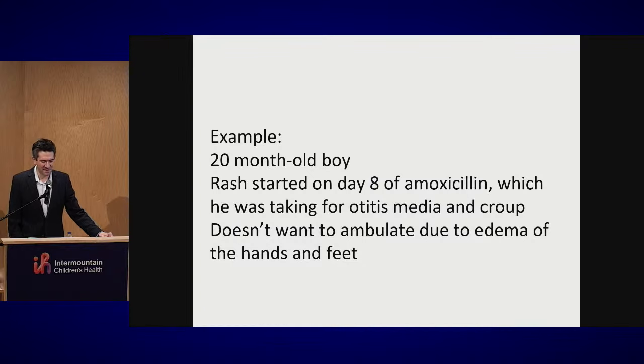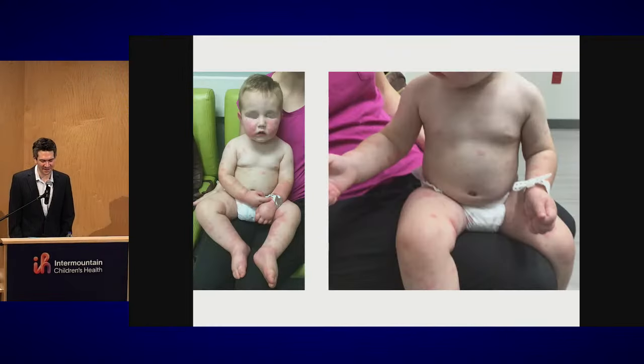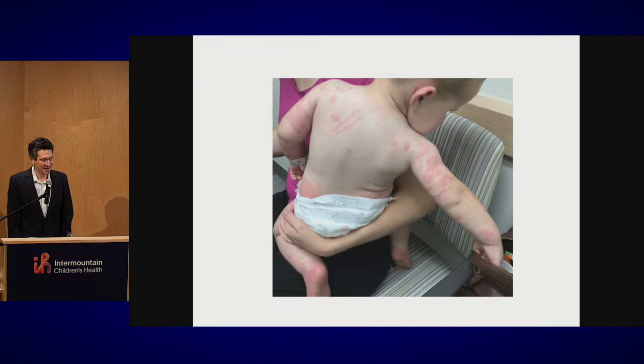And then another one of my patients, a 20-month-old boy. So this is the perfect story. He's 20 months old. He got amoxicillin, probably for an ear infection. There it is, and croup, and he doesn't want to walk. Parents are worried because his hands and his feet and his face are swollen. I really like this picture because it shows the dermatographism, but urticaria multiforme does not have to be involved in stealing from your mother's wallet.